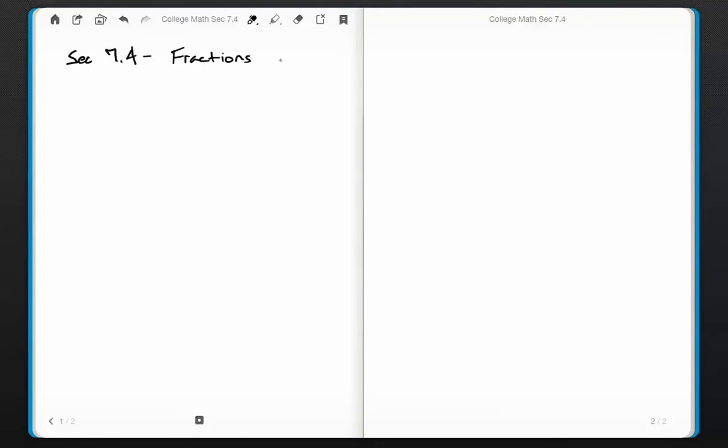Fractions and equations. Alright, so how's that going to work? We touched on this a little bit last week, but we'll review something similar to what we did last week.